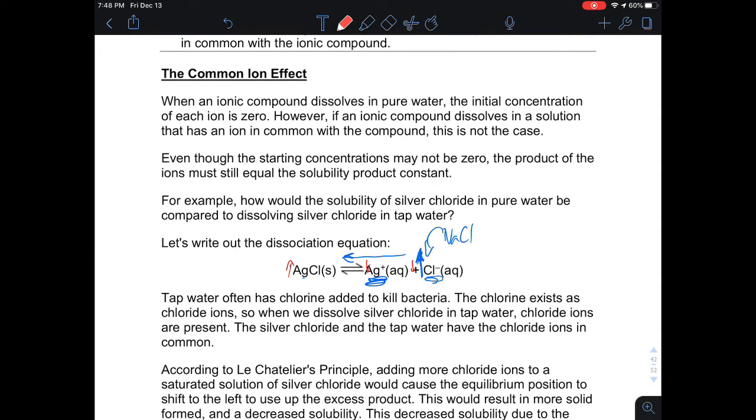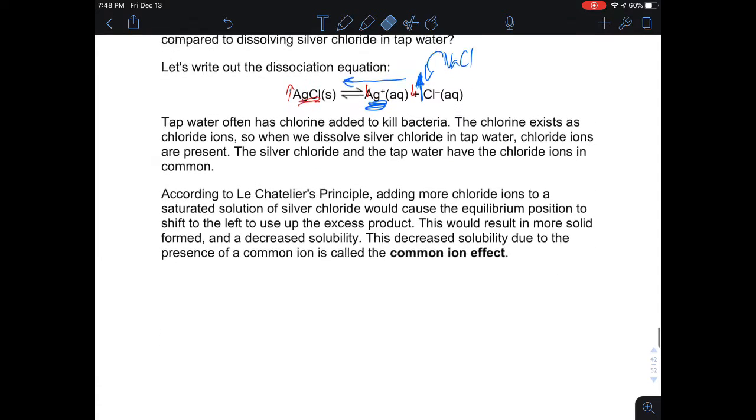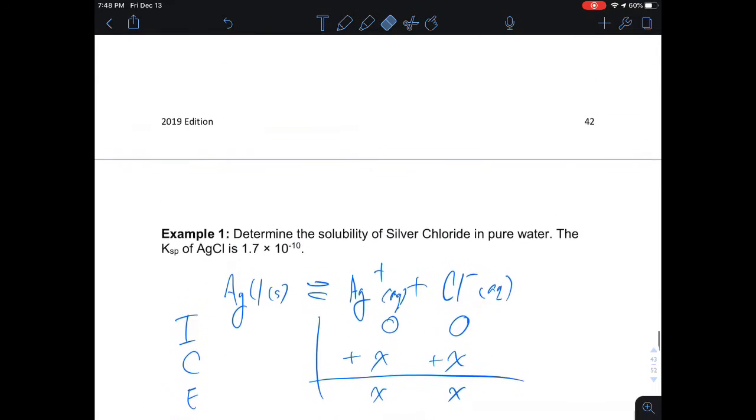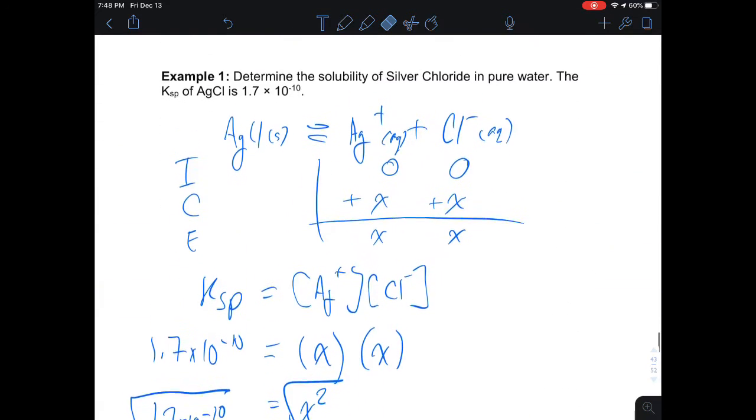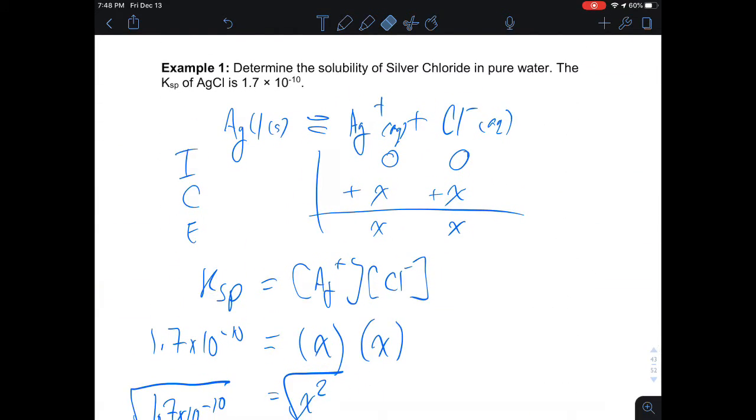to cause a shift. So this also means that a solution that already has some chlorine in it will not be able to dissolve as much. So for example, if we start with a solution that has some chlorine in it, then the silver chloride equilibrium will be limited because we'll have a starting concentration of chlorine. So let's give this a look, this common ion effect, and we're going to do it first with this example.